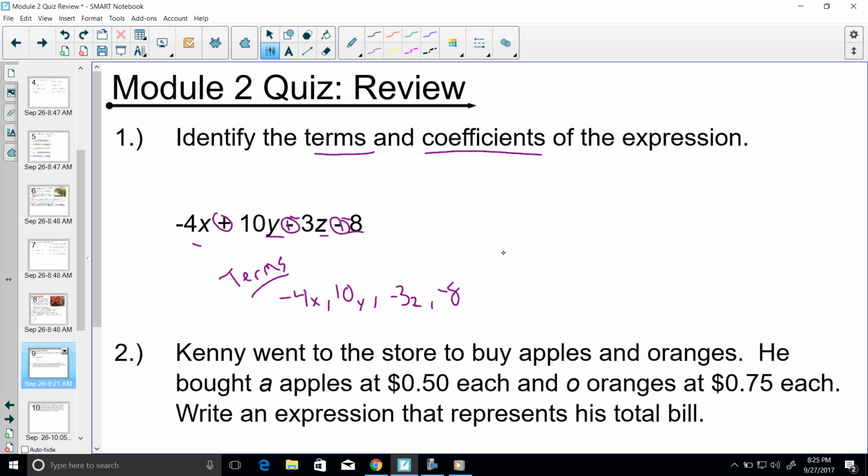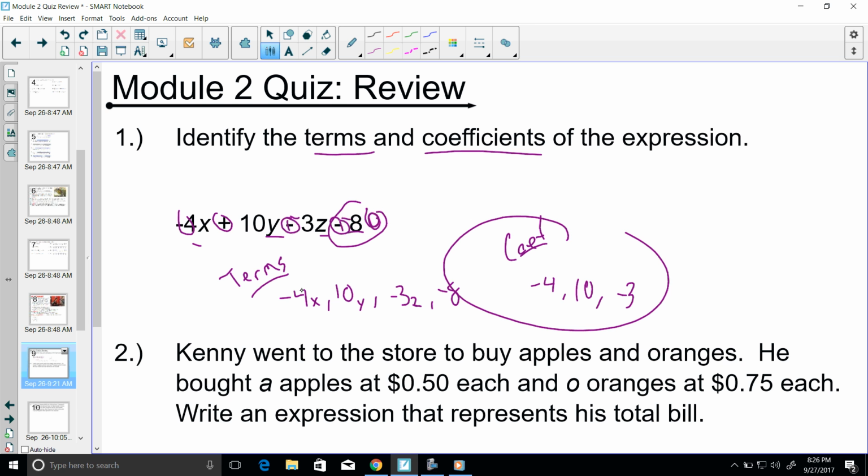-8. Now the coefficients, remember, are the numbers that are out front of the variable. So the coefficients are -4, comma, 10, comma, -3. And remember, this doesn't have a coefficient because there is no variable here. So these are the coefficients, and those are the terms of that expression.